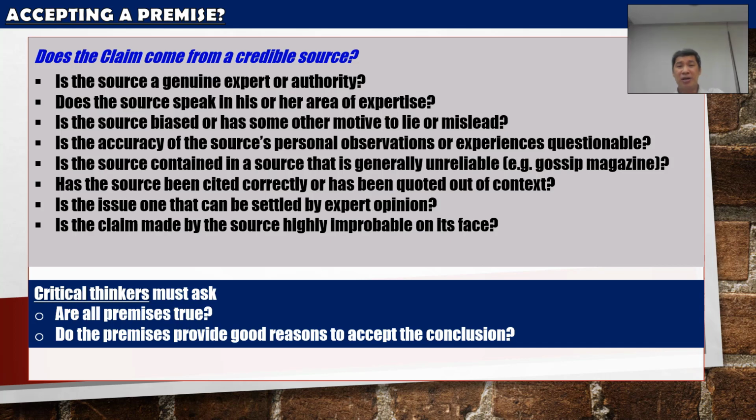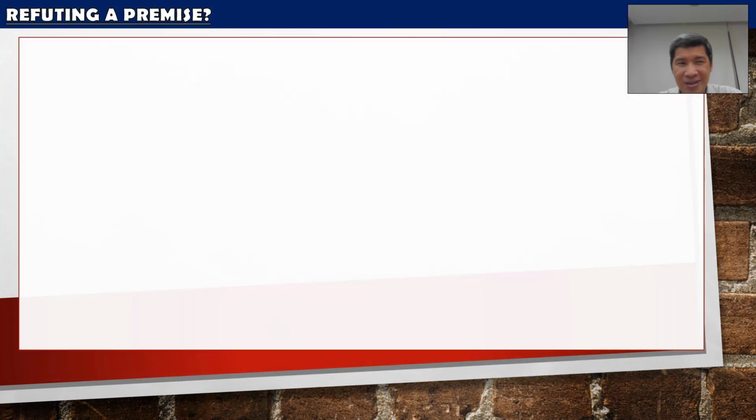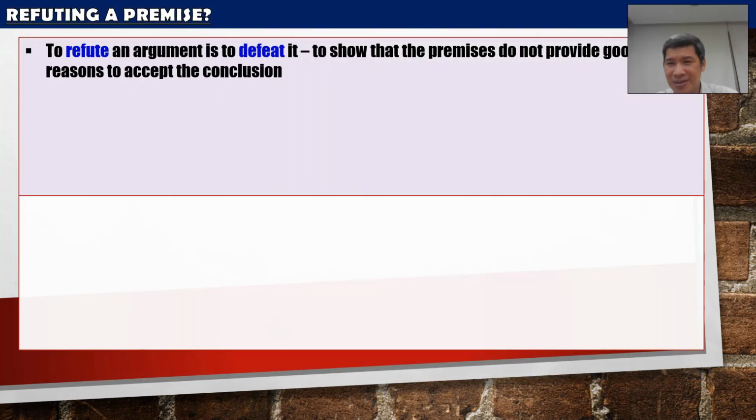Then before you come to the conclusion on something, think about the premises. Are they true or not? And do they give good reasons to accept a conclusion? Also, think about the source of the information as well, whether it's reliable or not. Think about this.